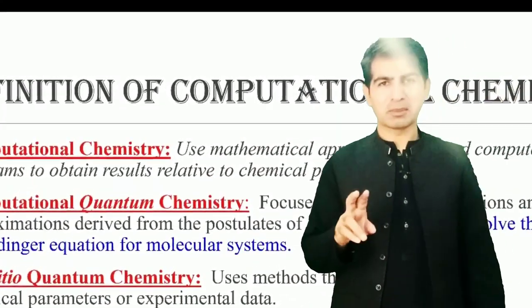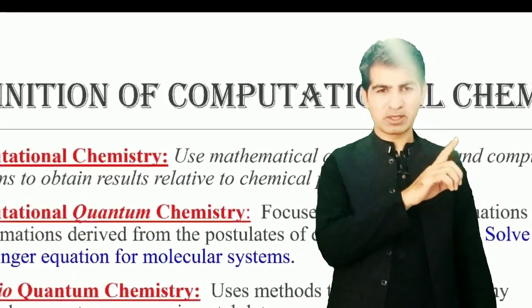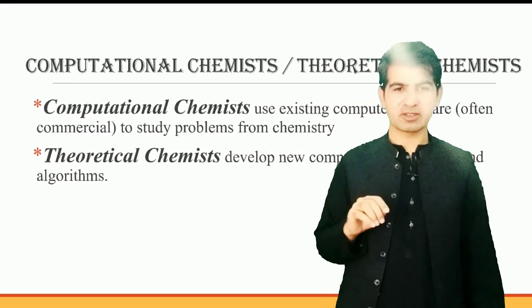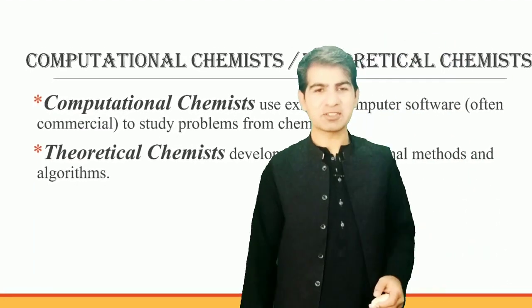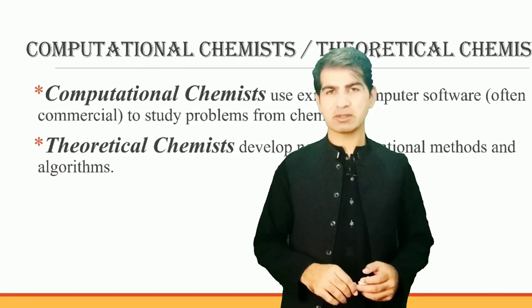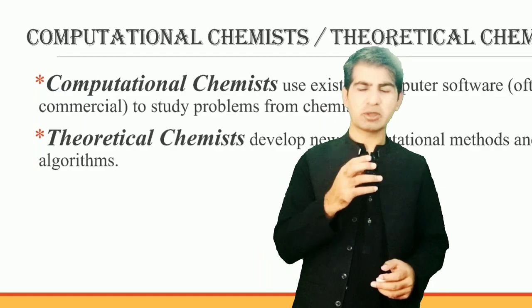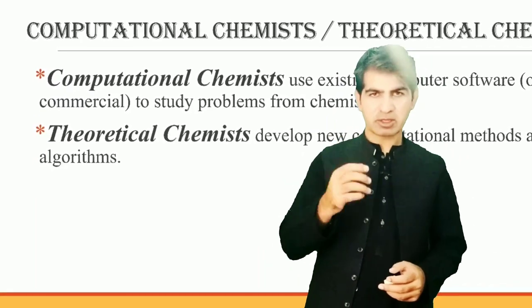So there are two kinds of chemists, one called the computational chemist and the other the theoretical chemist. The computational chemist uses existing computer software, like Gaussian and ADF, which are present nowadays, and a lot of other software, most of them commercial, to study problems in chemistry.